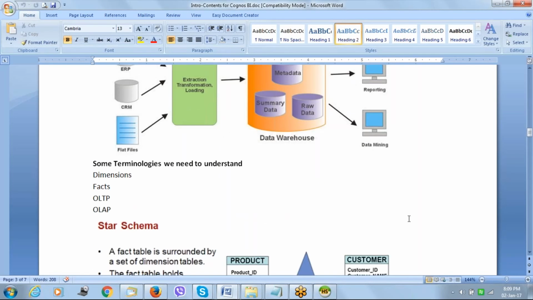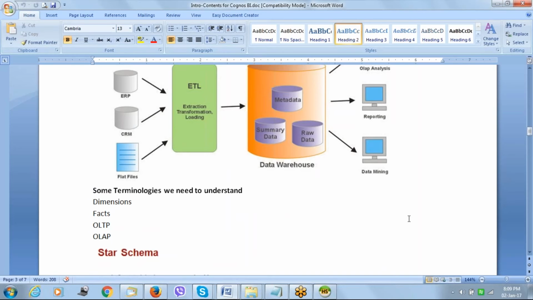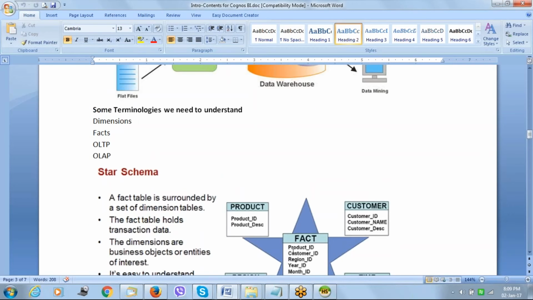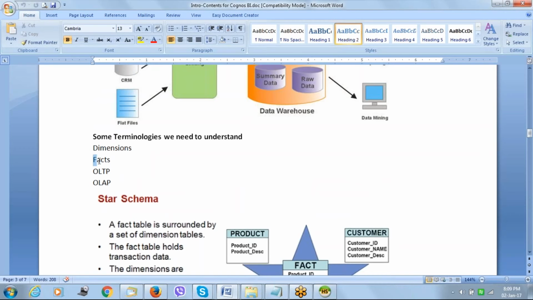We have some terminology. We need to know some theoretical concepts like dimension, facts, OLTP, OLAP. These are all very simple. We also have something called the star schema and the snowflake schema. So let me explain what a fact is first.